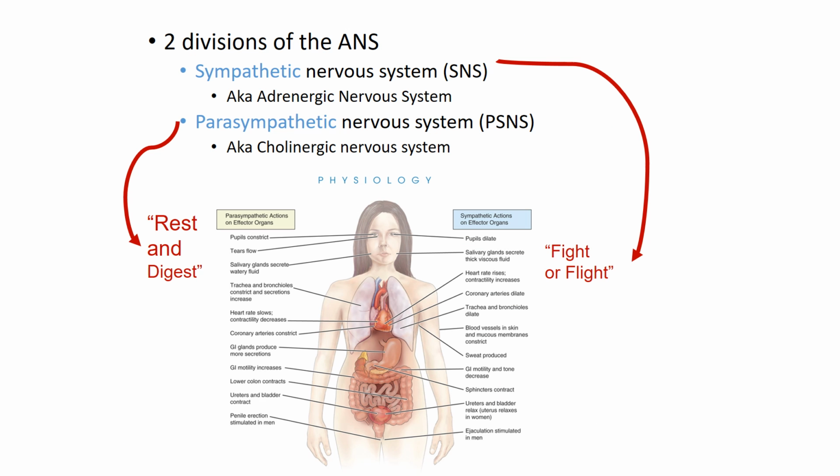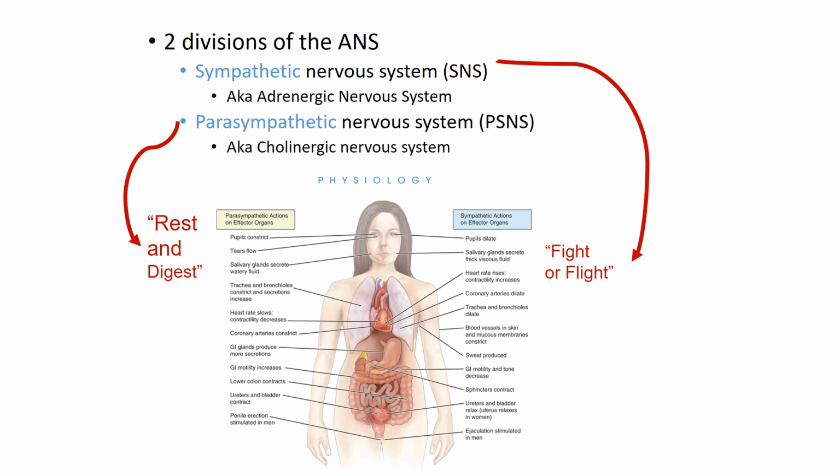So there are two divisions of the autonomic nervous system. The sympathetic nervous system, abbreviated SNS, is also known as the adrenergic nervous system, and the parasympathetic nervous system, abbreviated PSNS, which is also known as the cholinergic nervous system. The sympathetic nervous system stimulates the fight or flight response. When the body is threatened or in trouble or under stress, the sympathetic nervous system kicks in and makes the body ready to respond, either by fleeing from the situation or fighting the situation.